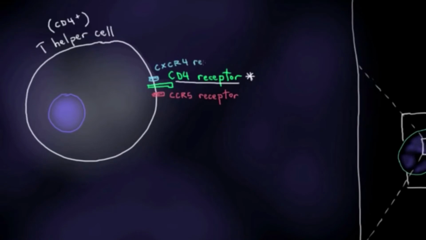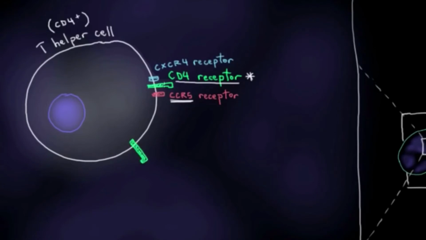On our T helper cell membranes, we have 2 to 3 receptors that help HIV gain access to these cells. We have the CD4 receptor, which is the primary receptor that HIV needs, and we have either one or both of CCR5 and CXCR4, CXCR4 being much less prevalent. CCR5 is really the preferred co-receptor that most strains of HIV need to bind. But these are both called co-receptors in this context.